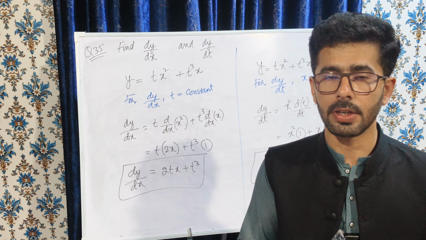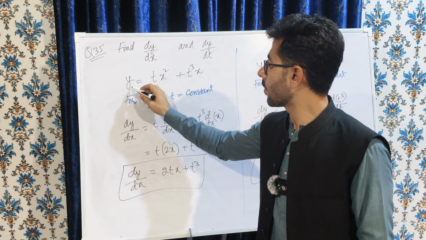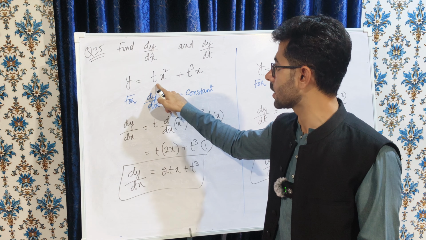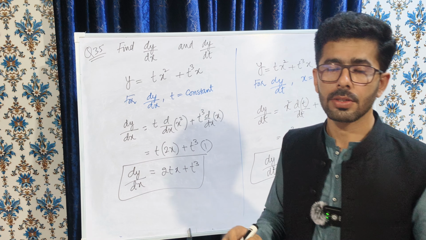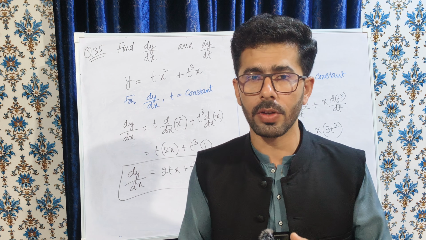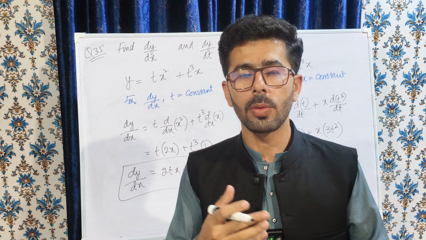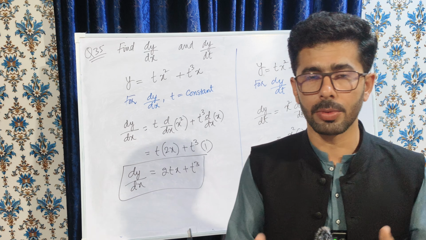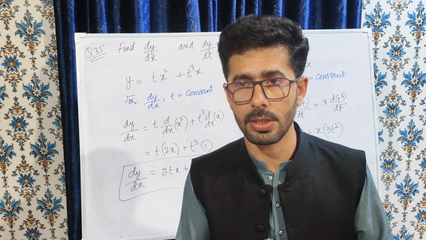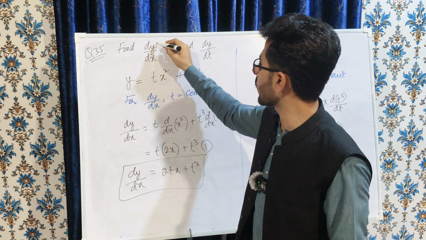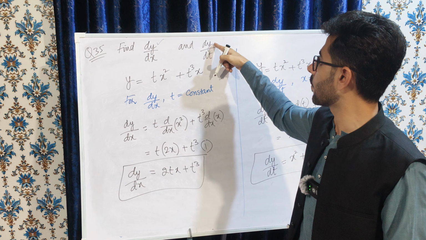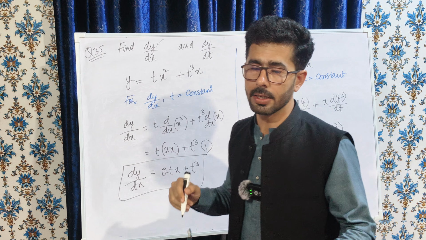In question number 35, we have a function y that depends on two variables. It depends on t as well as on x. So at one time when we are finding the derivative, we can consider only one of the components to be variable; the other would be treated as a constant. The question is asking us to find the derivative of y with respect to x first, and then the derivative of y with respect to t later.